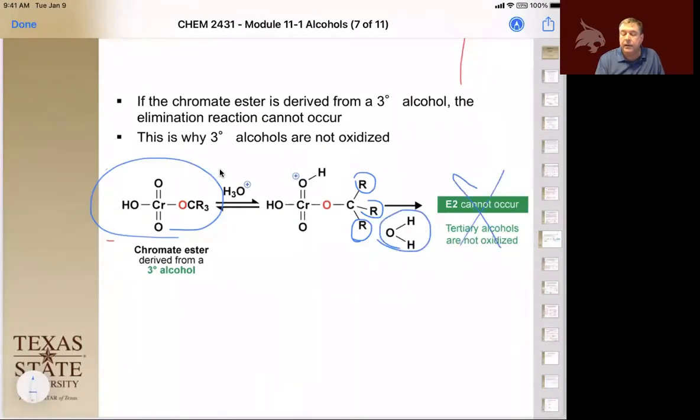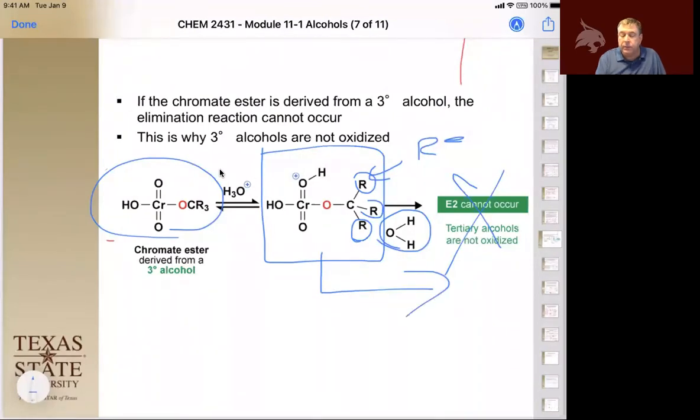Therefore, we cannot do an E2 elimination, okay? And the only things we have to leave here are carbon anions, which are very bad leaving groups. So we're never gonna see that happen, okay? So we form this chromate ester, but then when we add water to the reaction, instead of oxidizing, we regain our tertiary alcohol. So there's no reaction in tertiary alcohols.